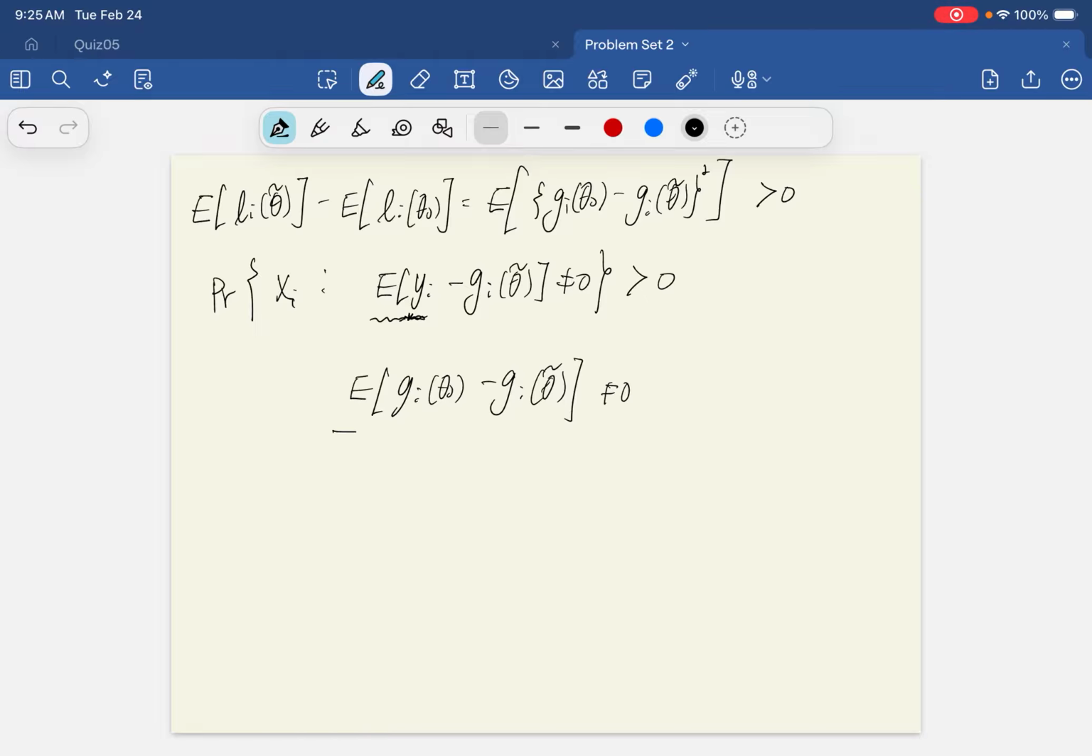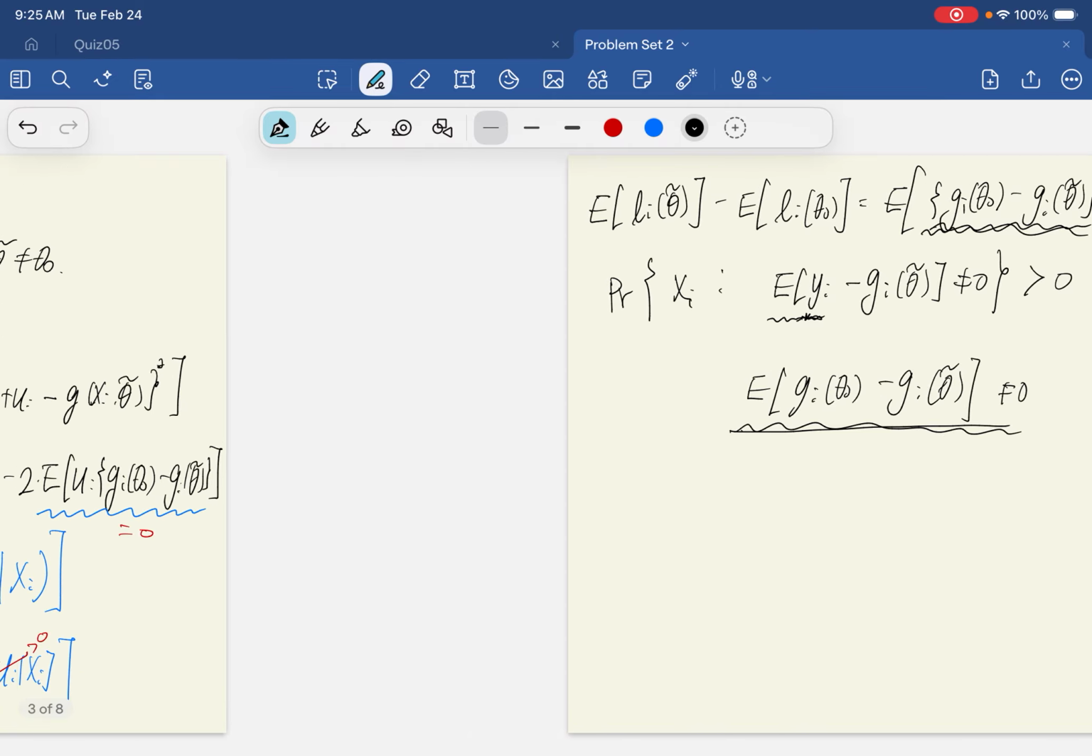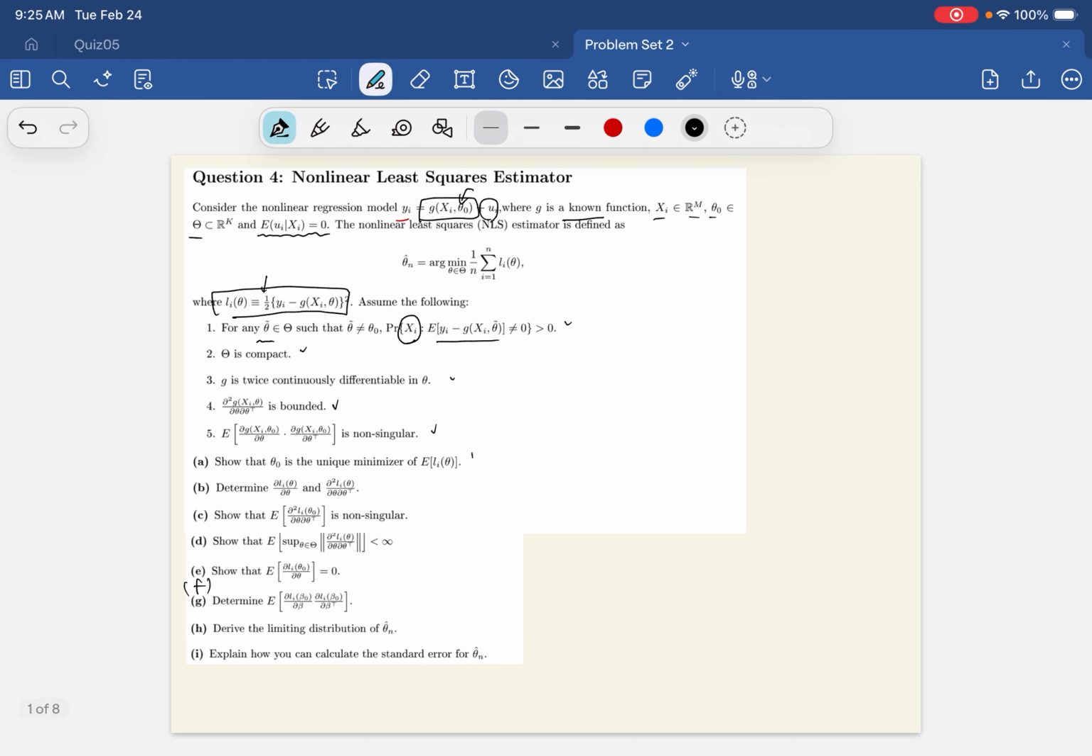So its square cannot be 0, right? By Jensen's inequality, because this is non-zero, the squared second moment cannot be 0. Okay, that was part A. We have done part A.